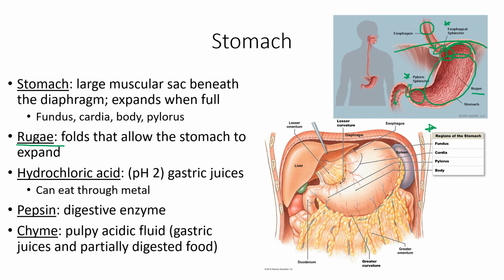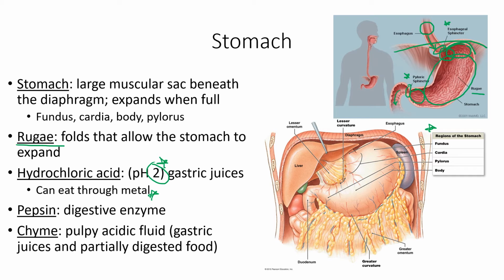Within the stomach, we are going to have something called hydrochloric acid. This has a pH of 2. This is very important to make a note of because that's incredibly acidic. This is so acidic that if given enough time, you can eat through metal, essentially. Not you personally, your teeth would probably break, but hydrochloric acid is acidic enough to eat through metal. And it is one of the main components of your gastric juices.